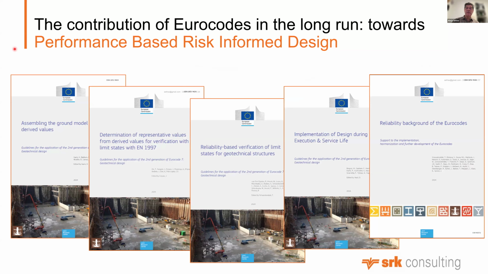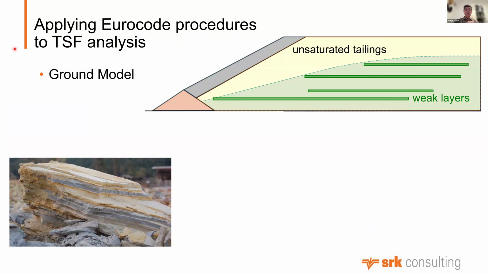How do we apply this to tailings dams? Well, following this method, we start by creating a ground model, which is a representation of the geological conditions in the ground. In tailings dams, because of the way they are built or filled, you always have some layers that were deposited underwater. They are extremely loose, they are very weak, and they are always horizontal because of the way you deposit. So you have unsaturated tailings, saturated tailings with some weak layers here.